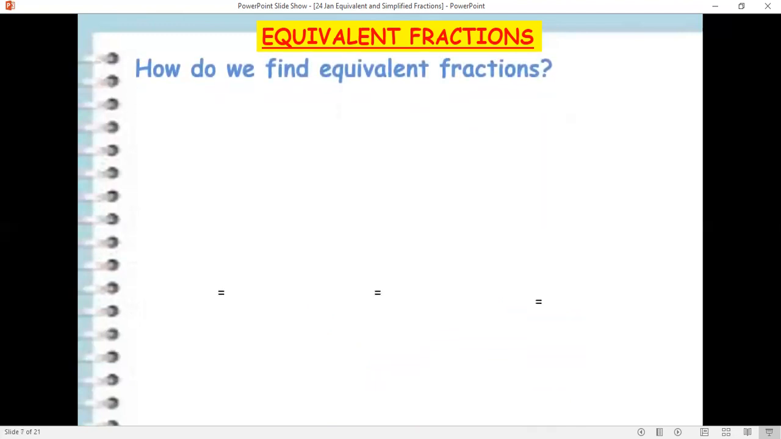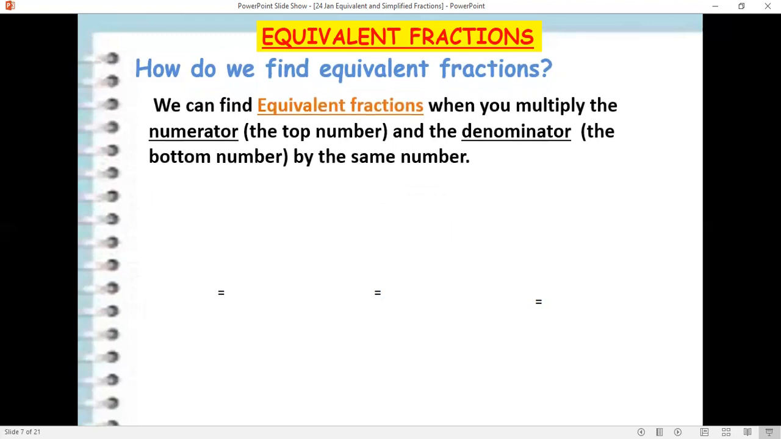I will give you another example. Remember, how do we find equivalent fractions? We can find equivalent fractions when we multiply the numerator, which is the top number, and the denominator, the bottom number, by the same number. Don't forget the same number.